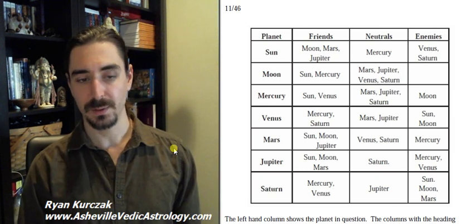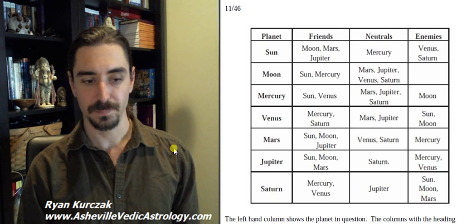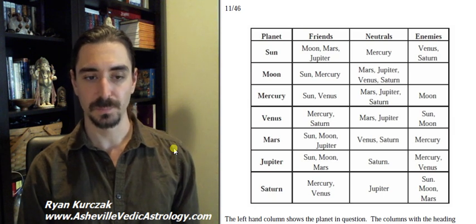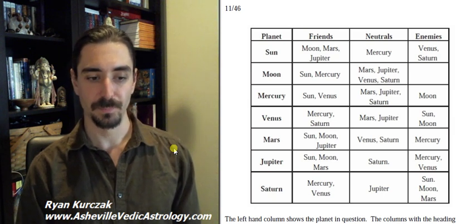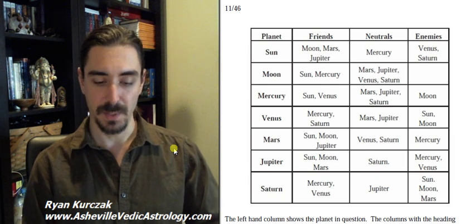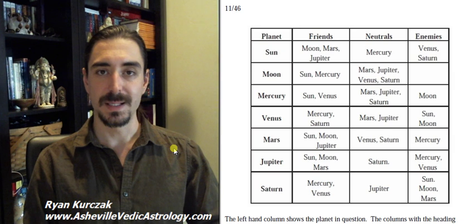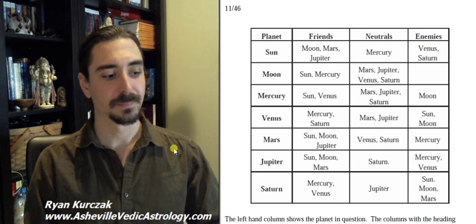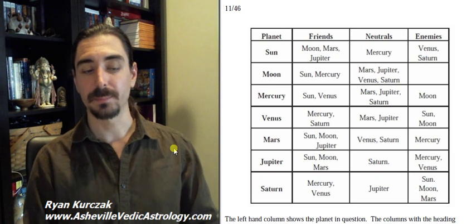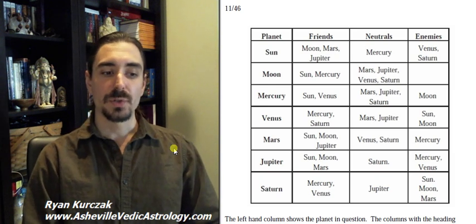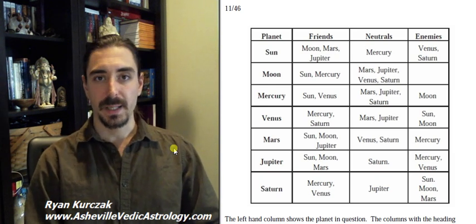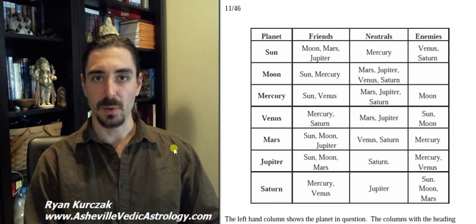F is for friend, GF is for great friend, N is for neutral, E is for enemy, GE is for great enemy, EX is for exalted, DB is for debilitated, and MT is for mula trikona. And all of these show how a planet is going to work within your birth chart.